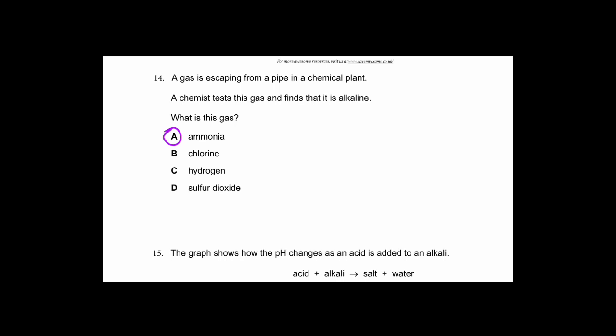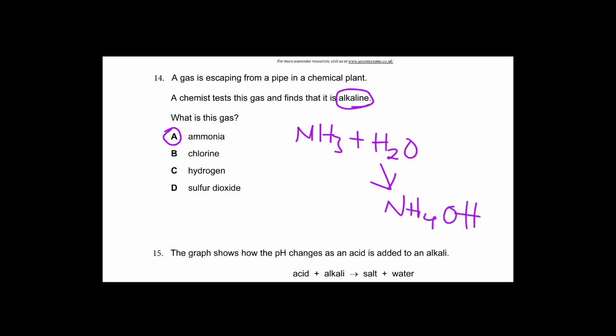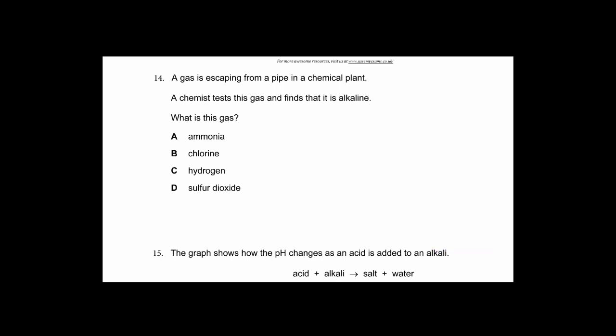Ammonia is alkaline. Why? Because when we react ammonia with water, we form ammonium hydroxide, and this ammonium hydroxide is an alkaline solution. Therefore, ammonia is also alkaline because it dissolves in water to give us ammonium hydroxide, which is an alkaline solution. Interesting, my dear learners. I'm trying to teach instead of just answering questions.